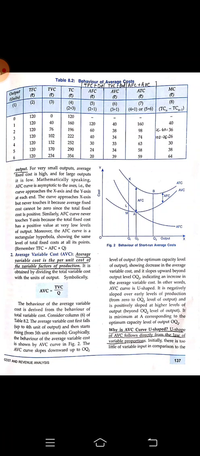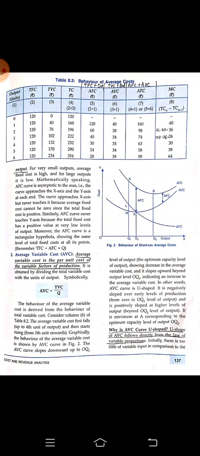Total variable cost is changing. You can see from the initial stage itself that total variable cost is increasing. First it is increasing slowly, gradually at a decreasing rate, but later on it is increasing at an increasing rate. And for total cost, we came across that TFC plus TVC is equal to TC. That means total fixed cost plus total variable cost gives us total cost.